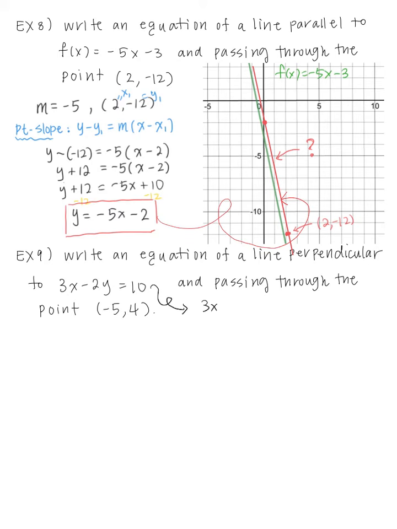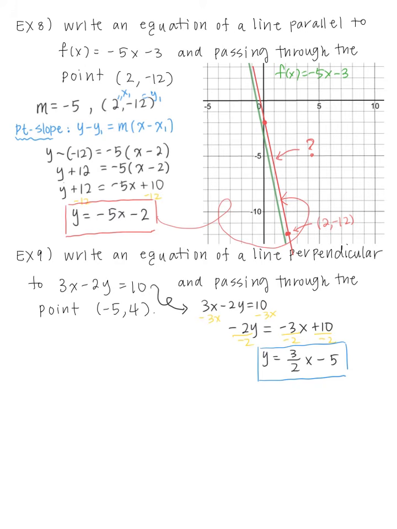So let me start out: 3x minus 2y equals 10. Then I'm going to subtract 3x. Then you have negative 2y equals, what do we get? Negative 3x plus 10. Divided by negative 2, divided by negative 2. And then what do we get? We're going to have y equals positive 3 over 2 x and then minus 5. So let me box that because this is the equation in slope-intercept form. All we did was take this general form, solve for y, and make it into slope-intercept form.